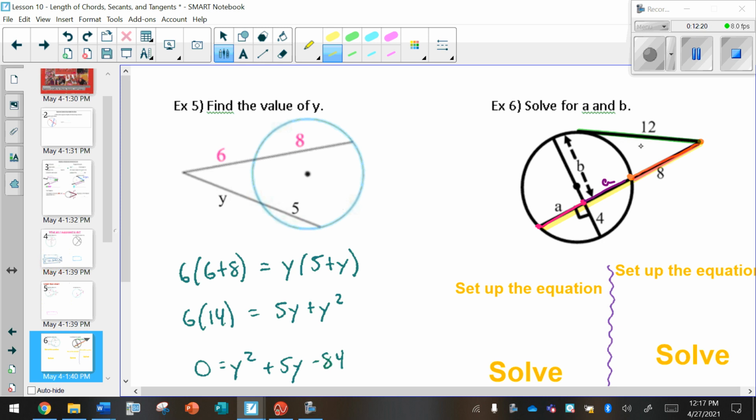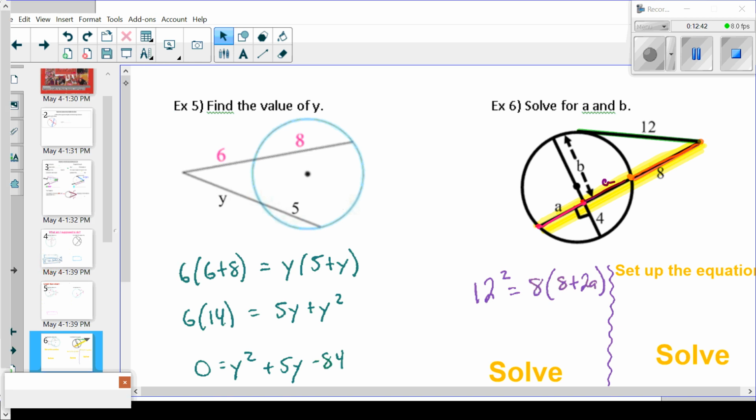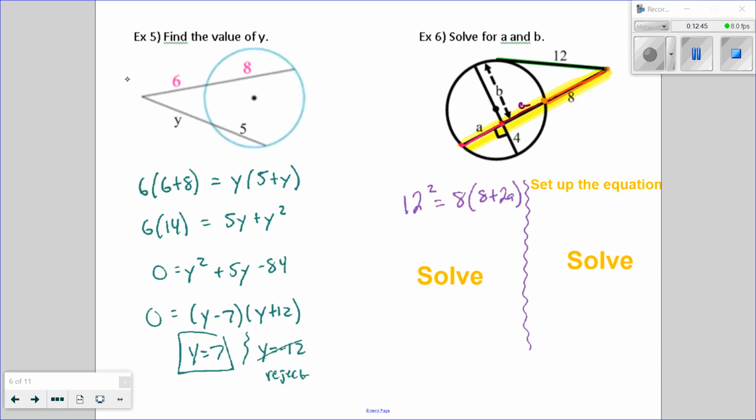And when I use tangent squared equals outside times whole, my whole length from one end all the way to the other is going to be 8 plus A plus a second A, 8 plus 2A. From external point to far side of the circle, it's 8 plus 2A. So go ahead, distribute and solve. All right, here I come. So if you're not ready, pause it. There we go. So A is 5.